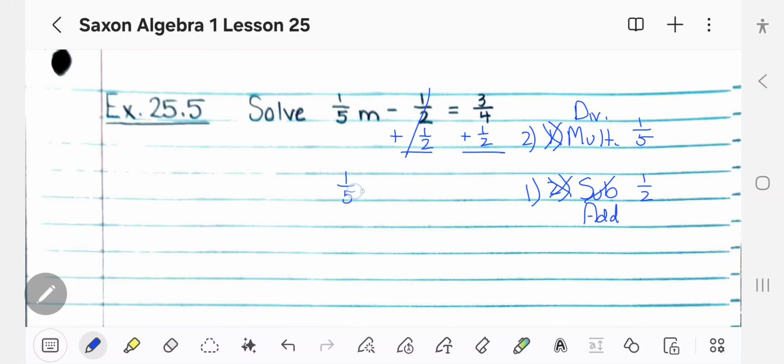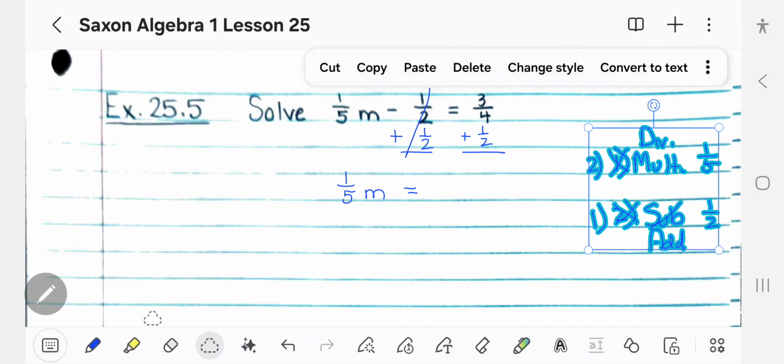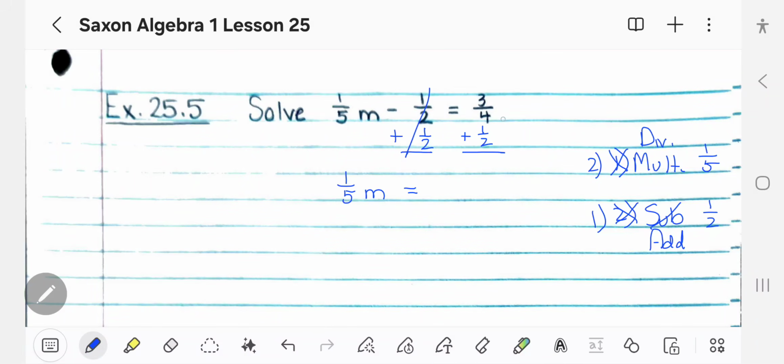That leaves me with 1/5 m is equal to... Now, I can't do that computation until I have a common denominator, because we're adding fractions here. What's my common denominator? Well, I've got a 4 here and a 2 here. I can make this one become a 4. So I'm going to write this 3/4. Multiply that by 2. That becomes 2/4. So let's add 3/4 and 2/4. And we get 3 plus 2 is 5/4. Okay? So we took care of this step.